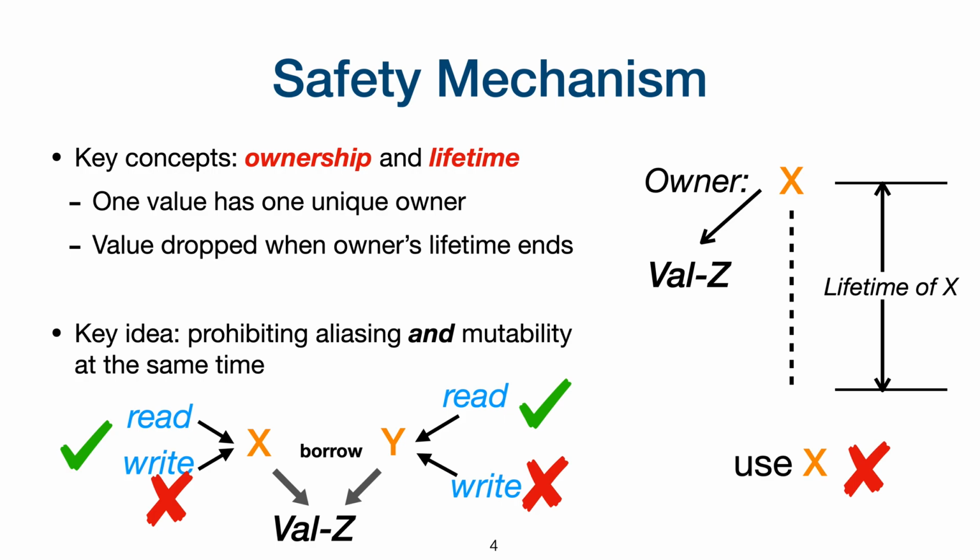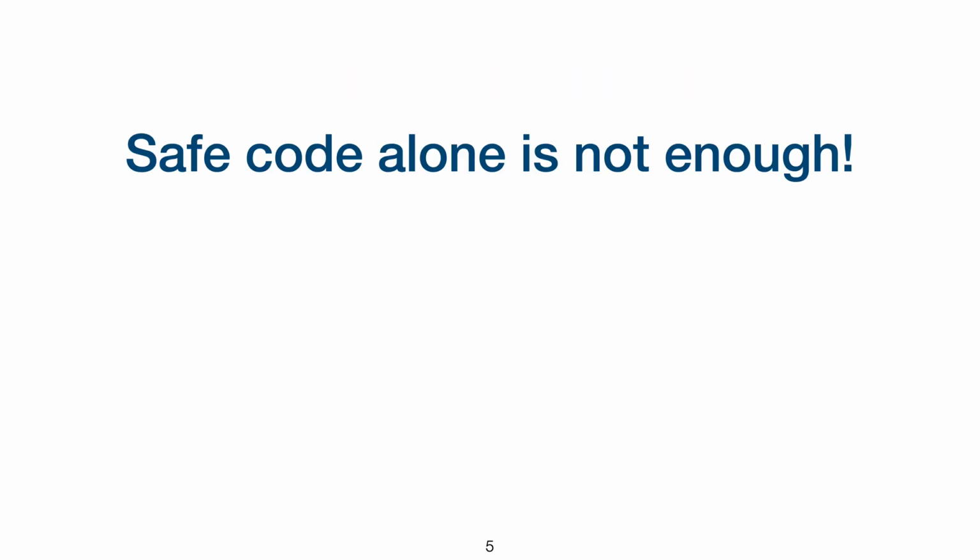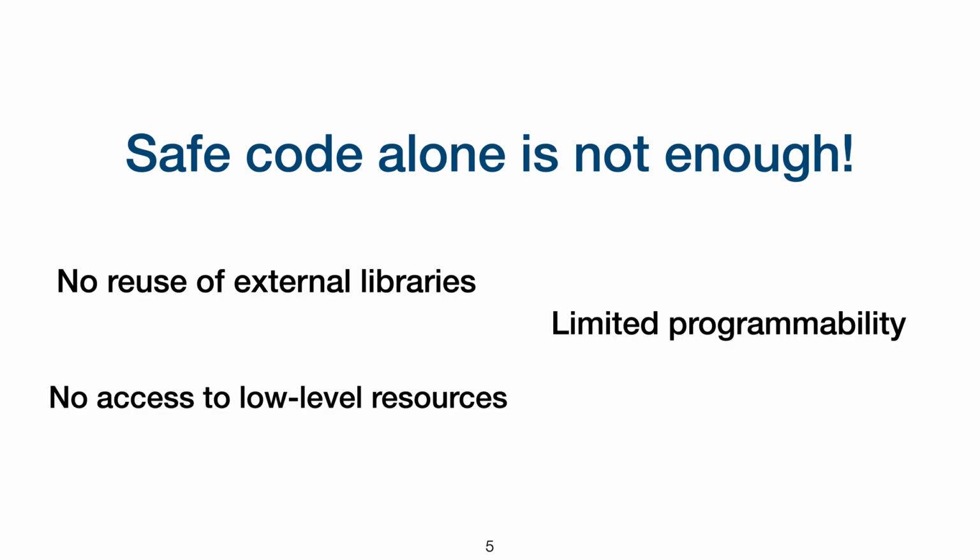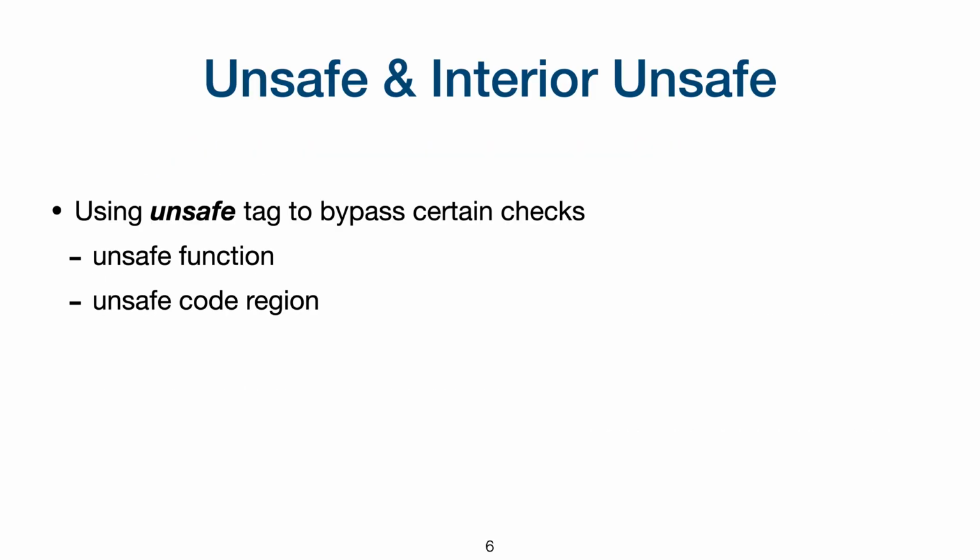With Rust safety mechanisms, many memory and concurrency bugs can be prevented at compile time. However, safe code alone is not enough to build real system software. With just safe code, programmers cannot reuse external libraries or access low-level resources such as OS and hardware interfaces. In addition, safety checks can sacrifice some performance. To mitigate the limitation of safe code, Rust allows programmers to use unsafe tags to bypass certain safety checks.